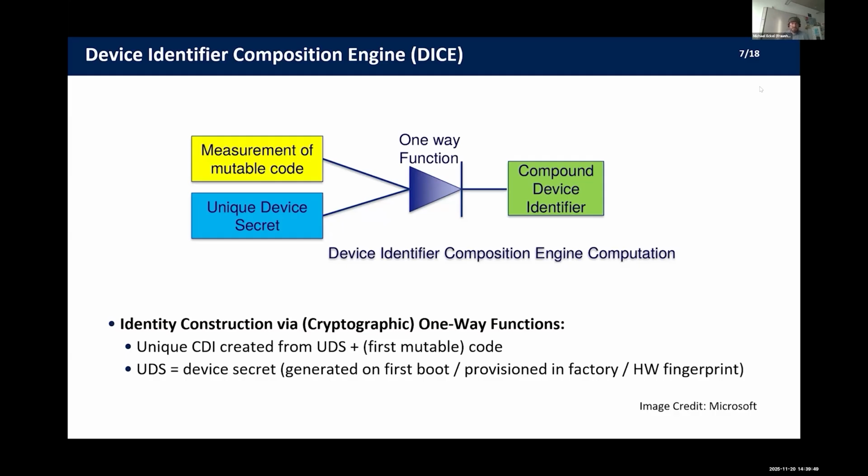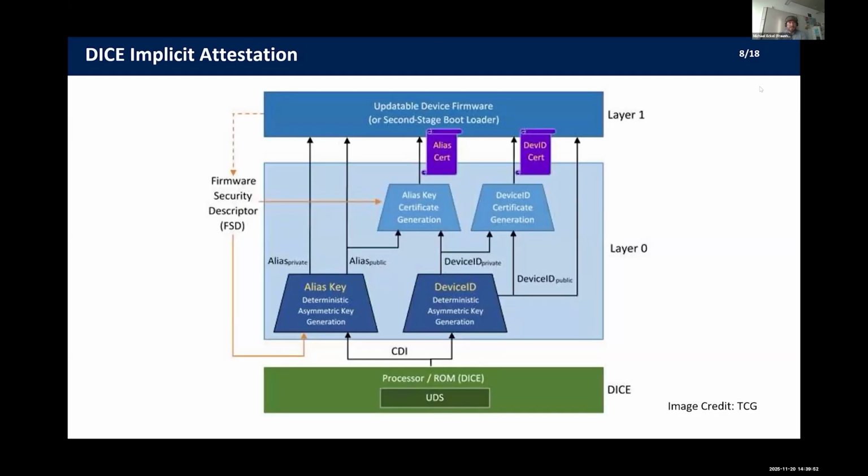Next slide, please. This is DICE's implicit attestation. We can see the UDS, the unique device secret, and the first mutable code. Then we have here the CDI, and from this CDI, we can derive a device ID or alias key, some kind of key. In this case, it's an asymmetric key, so that you can boot up this device in your factory and extract the public key, which you store in your database, and ship the device with the private key to the customers.